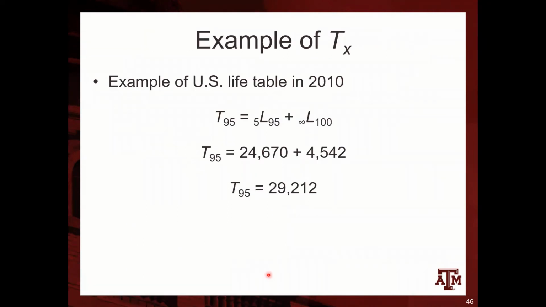Example. If someone... how many years on average, how many years in total did people live in the US in 2010 if they experienced those mortality rates after age 95? How do we calculate that? We pretty much just add up the last two big L numbers.